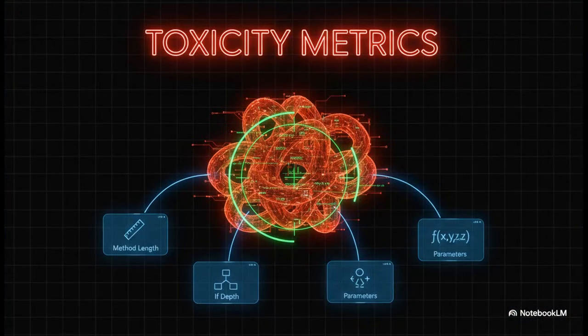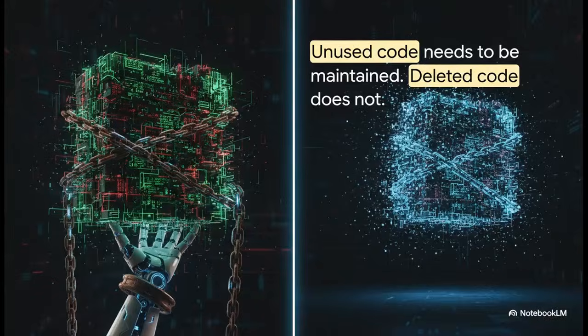Some tools go even further and calculate what they call toxicity metrics. They basically combine a bunch of factors, like how long a method is, how many parameters it has, how deep the if statements go, to pinpoint the code that's most likely to cause you pain. This gives you an amazing, prioritized list of where to spend your time to get the biggest bang for your buck.